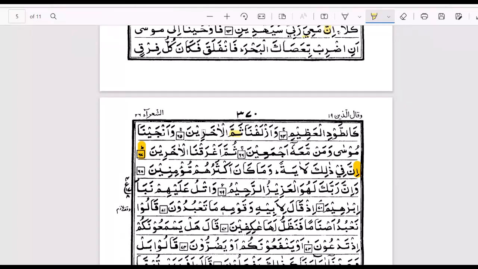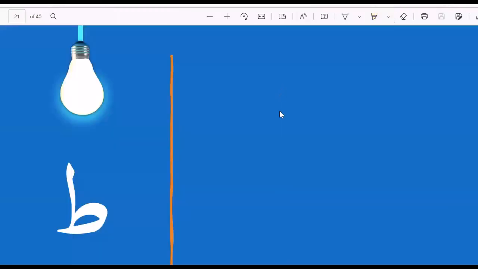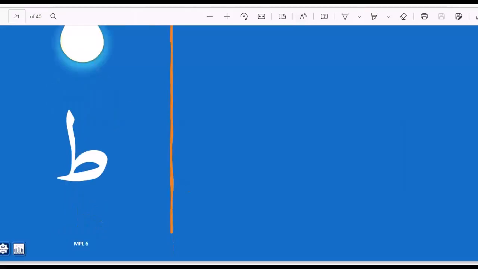Because we are running slightly late because of all the interruptions, I'm going to move on now. Recently you have been doing mispronounced letters. So we're going to start with the letter Ta.